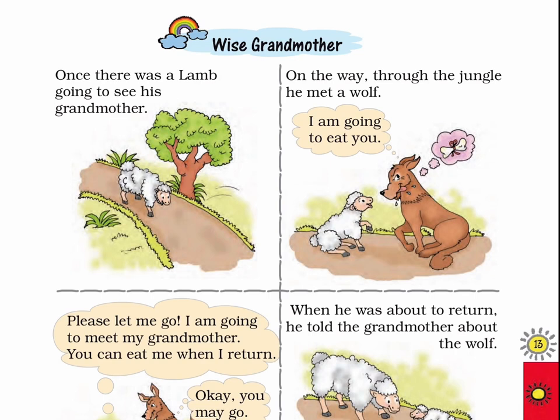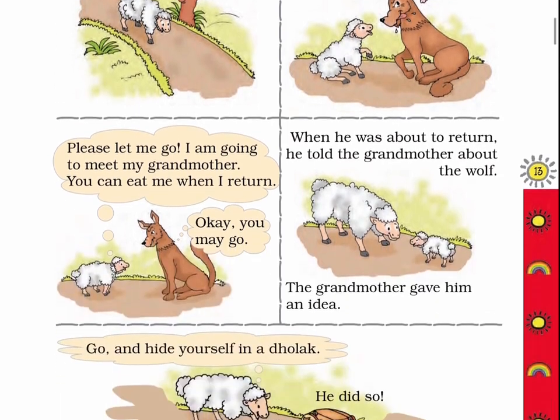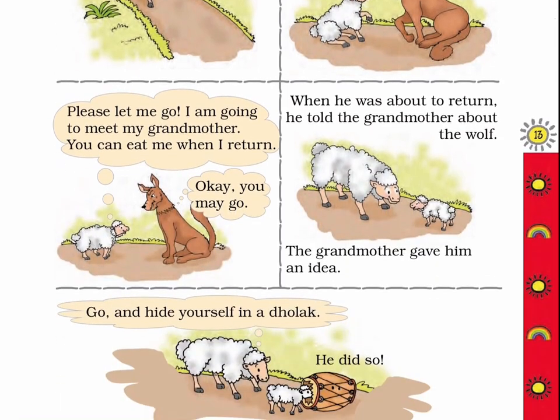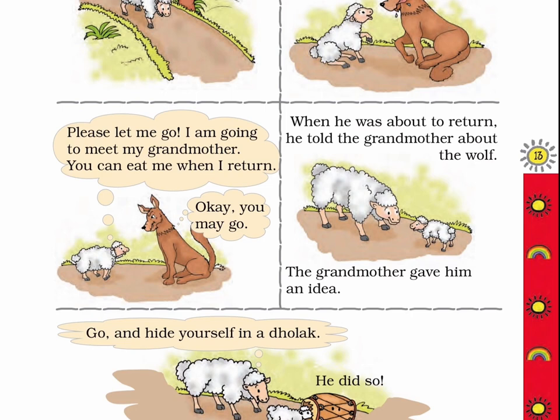In picture 3, lamb and wolf are sitting in front of each other and talking. The lamb says, Please, let me go. I'm going to meet my grandmother. You can eat me when I return. The wolf says, Okay, you may go. When he was about to return, he told his grandmother about the wolf.